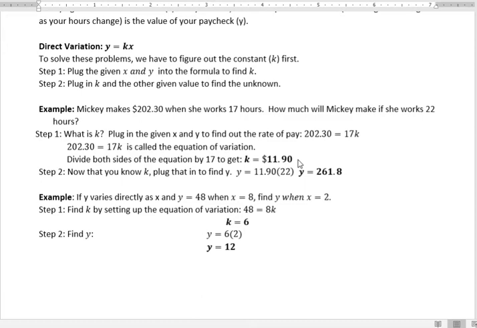Then it's very simple to go back and plug in her rate of pay times the number of hours that she plans to work. $11.90 times 22 hours would be $261.80.